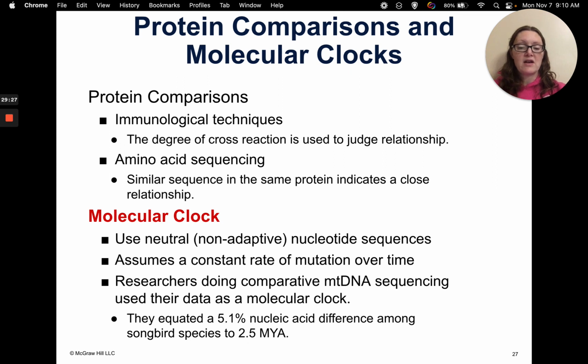They equated about 5.1 nucleic acids differing among the songbird species. So they've seen changes in the mtDNA sequencing from 2.5 million years ago. So they've seen some changes which we are not seeing. But part of that, again, is because we haven't let it change long enough.